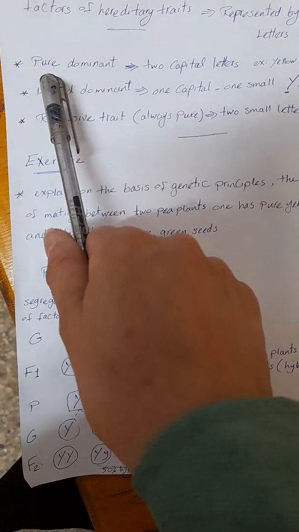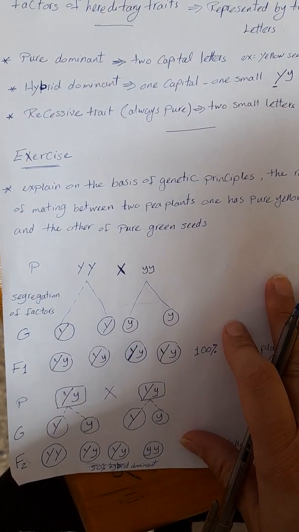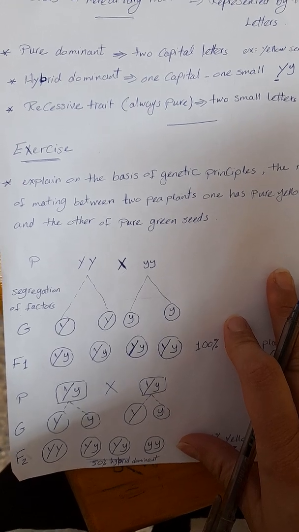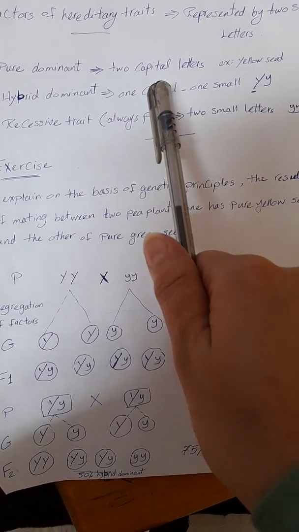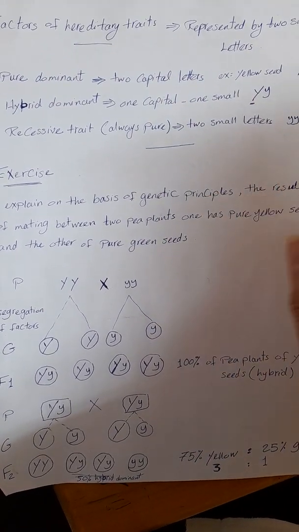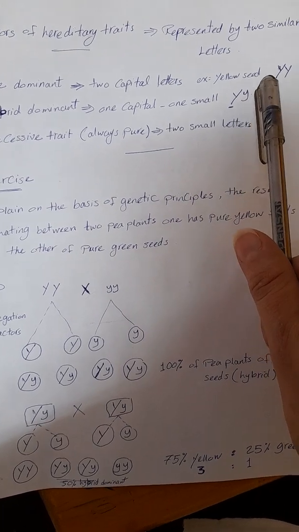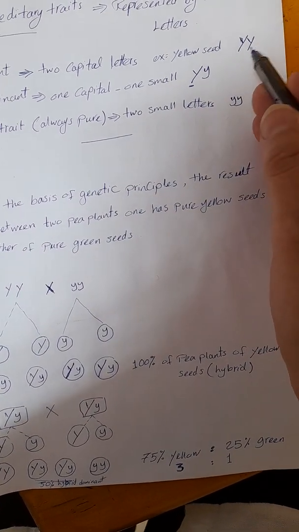If the trait is pure dominant, that is to say the two factors carry the dominant trait, they are represented by two capital letters. For example, the yellow color of seed is represented by capital Y, capital Y. This is a pure dominant trait.